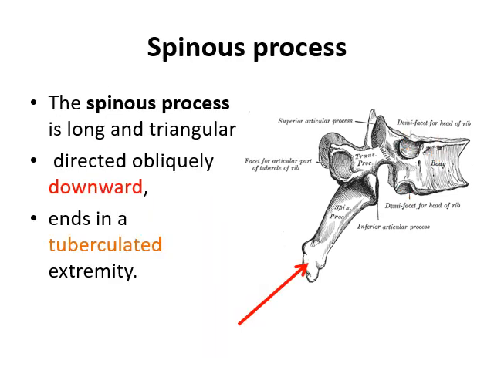If you look at the spinous process of the thoracic vertebrae, you see that it is quite long and triangular and ends with a tubercle. So the extremity or the end of the thoracic vertebral spine ends with a sort of a knob here. We call it a tubercle, so the end of this is tuberculated. It ends in a tuberculated extremity, and then it is directed obliquely downwards.